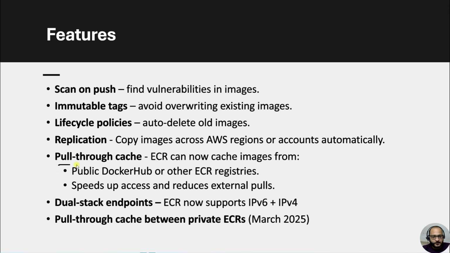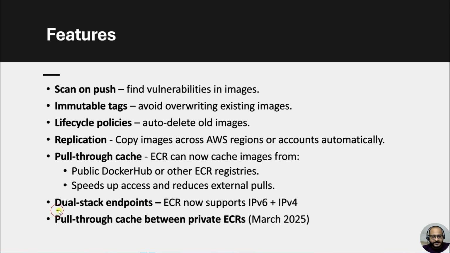Then we have pull through cache. ECR can now cache images from public Docker Hub or other ECR registries as well. What it does is speed up access and reduce external pulls. So it will cache your images.